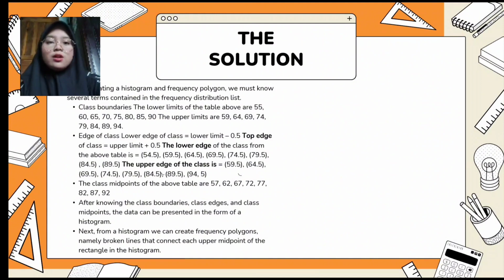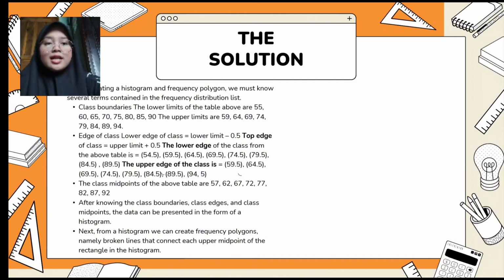Number 2. Edge of class. Lower edge of class equals lower limit minus 0.5. Upper edge of class equals upper limit plus 0.5. The lower edges of the class from the above table are 54.5, 59.5, 64.5, 69.5, 74.5, 79.5, 84.5, 89.5.